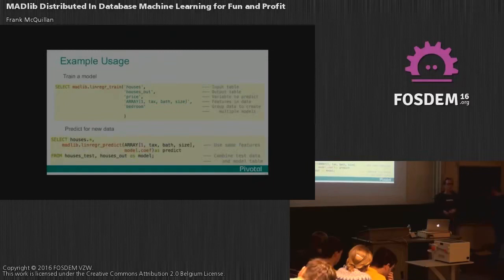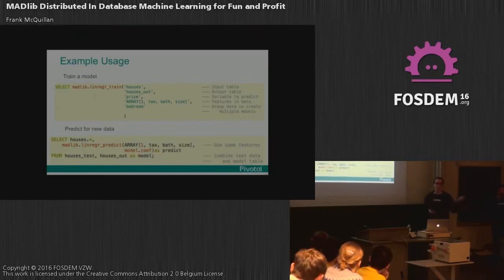So this is what the example usage looks like. It's SQL-based, as I said, so it's a declarative call within a SQL statement. This is how you would train a model, for example, for linear regression. Here I'm predicting the price of houses, given some historical data on houses, including how much is paid in tax, number of bathrooms, and size, for example. So I train that model.